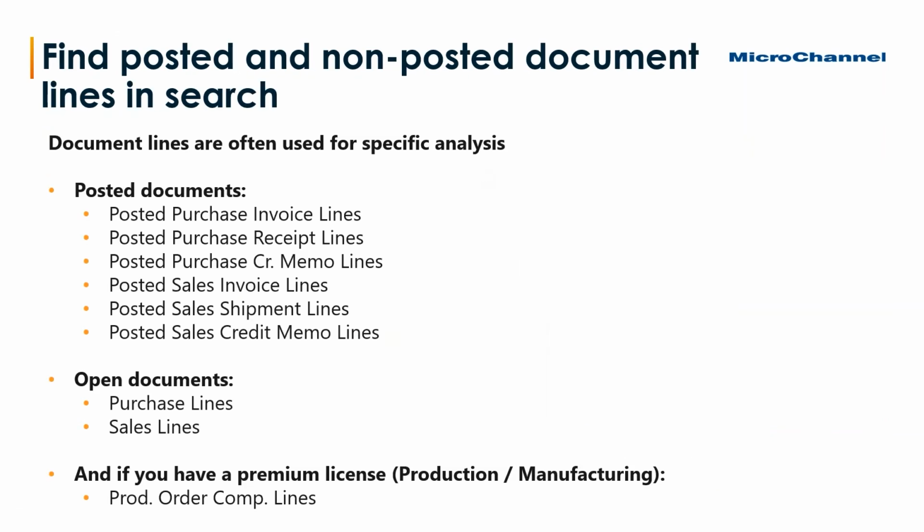The next one that we want to look at is they've given you a new option here, find posted and non-posted document lines in the search. So sometimes you're kind of going, well, which customers have bought a specific line, or which customers have bought what lines. You may want to go and search them. So again, to get that information, you would have to do quite a bit of digging to get that out.